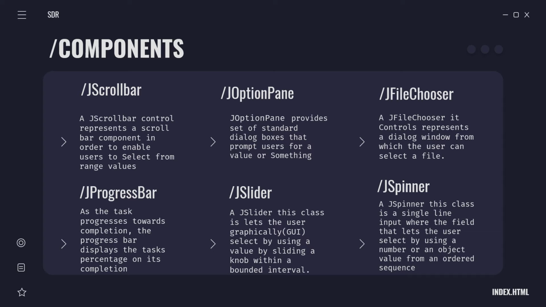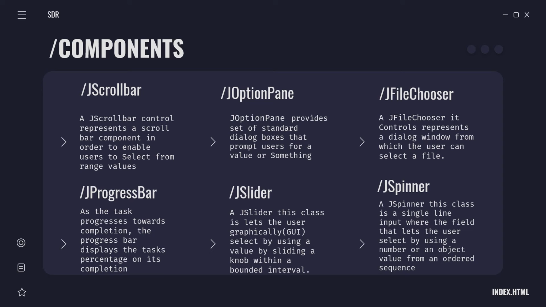A slider can be used to choose from a range of values from a bounded interval, like from 0 to 100. It can be seen in volume controls, rate controls, money controls, etc.